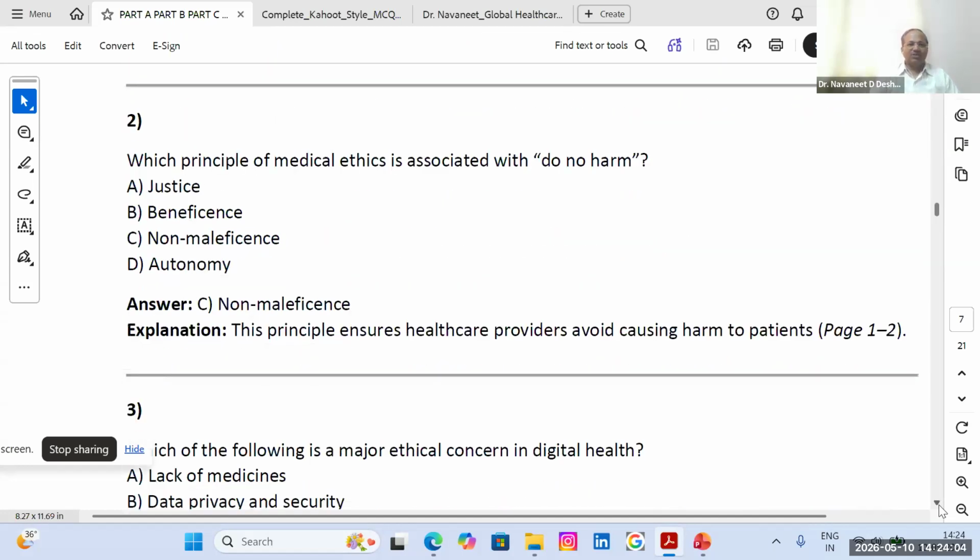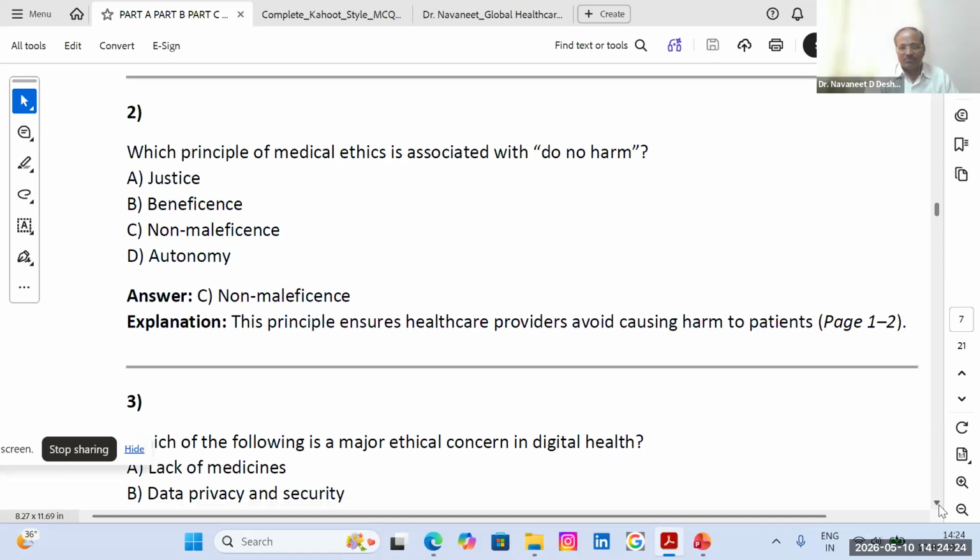The next question is, which principle of medical ethics is associated to do no harm? A, justice. B, beneficence. C, non-maleficence. And D, autonomy. The correct answer is C, non-maleficence, because this principle ensures that healthcare providers avoid causing harm to patients.